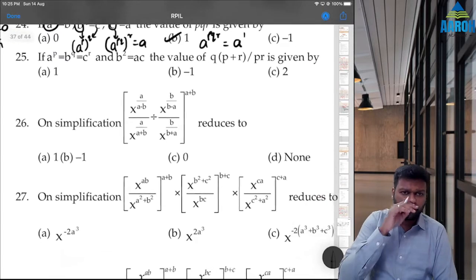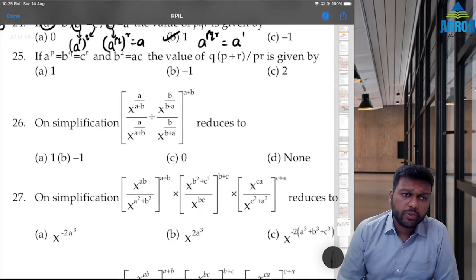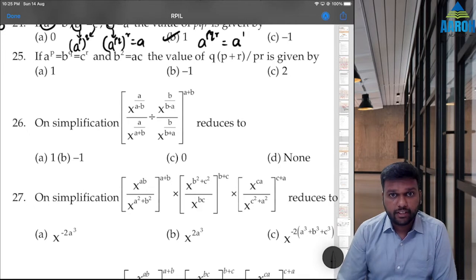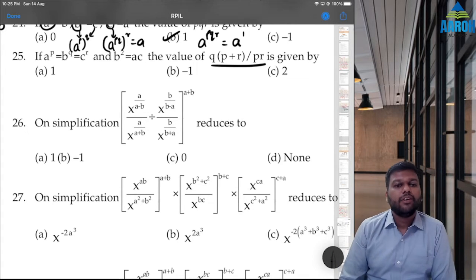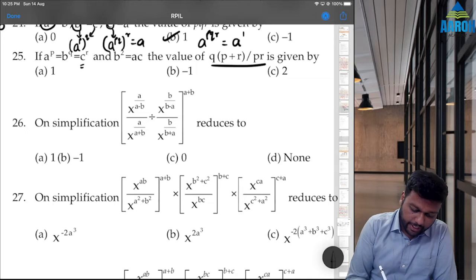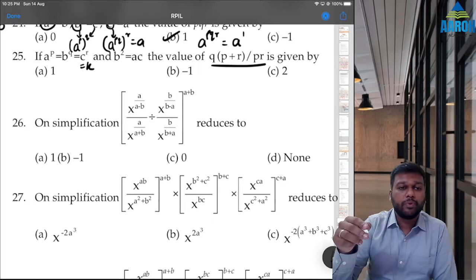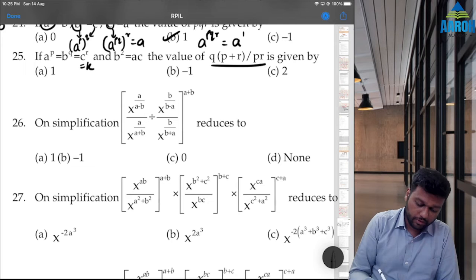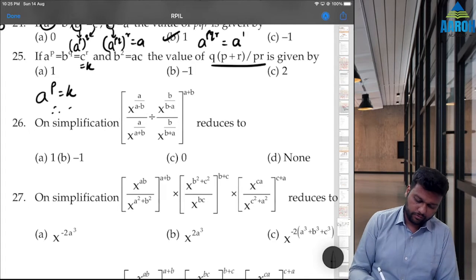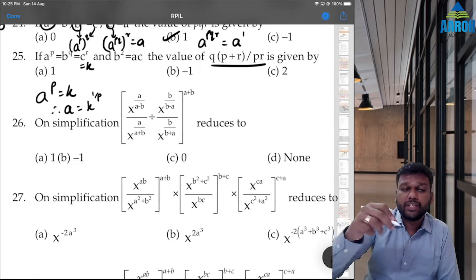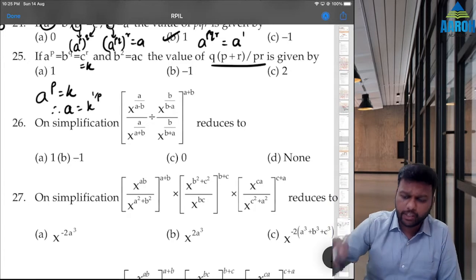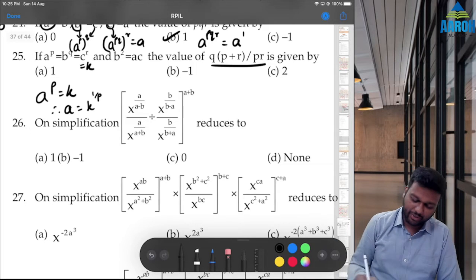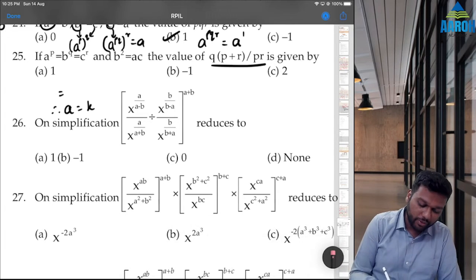Next, 25. If a raised to p is equal to b raised to q is equal to c raised to r, and b squared is ac, then what is the value of this? Okay, now one way is to assume everything as k, then a raised to p is k, so a is equal to k raised to 1 by p, b is equal to k raised to 1 by q, c is equal to k raised to 1 by r. But again we are not going to do this. We are always going to use a shortcut.